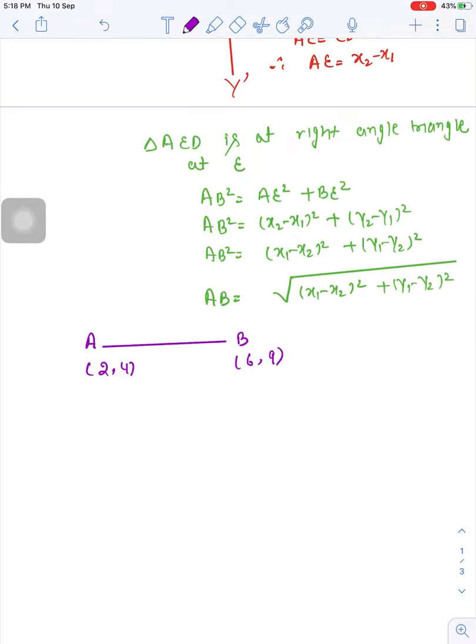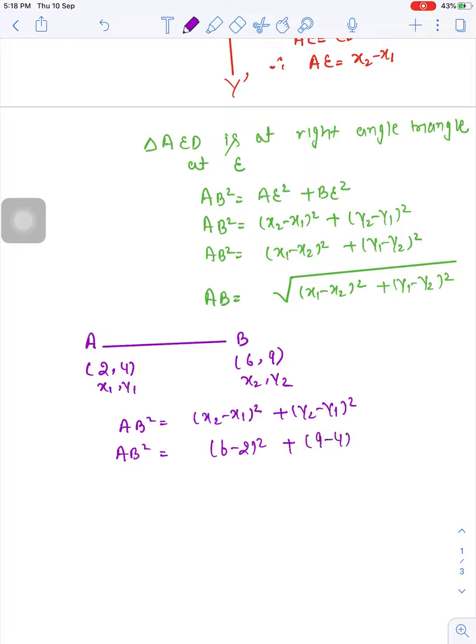Now look, you can take any of the values as x1 and any of the values as x2. So suppose I have taken this as x1, y1 and x2, y2. Now look, AB square is equal to how much? x2 minus x1 square plus y2 minus y1 square. Just have patience, it is very easy. Now look, AB square is equal to 6 minus 2 square plus 9 minus 4 square. So it is 4 square plus 5 square.